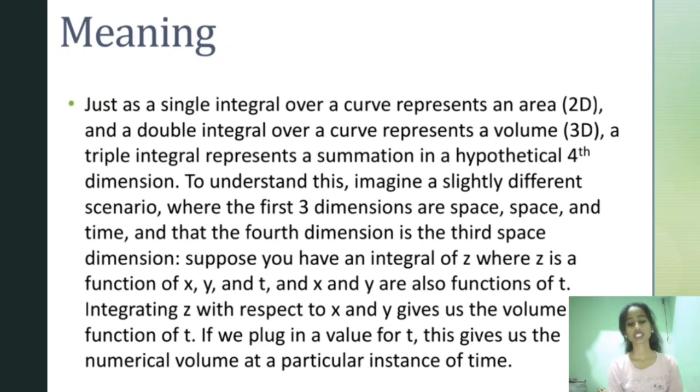To understand this, imagine a slightly different scenario where the first three dimensions are space and time, and the fourth dimension is the third space dimension. Suppose you have an integral of z where z is a function of x, y and t, and x and y are also functions of t. Integrating z with respect to x and y gives us the volume as a function of t. If we plug in a value for t, this gives us the numerical volume at a particular instance of time.